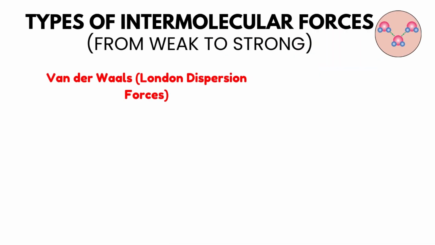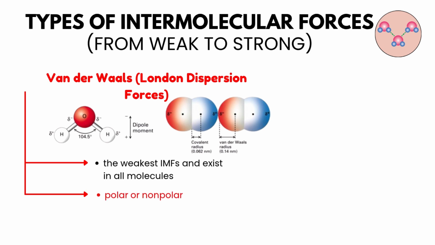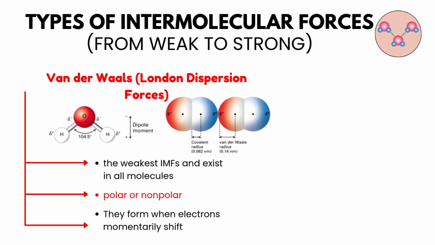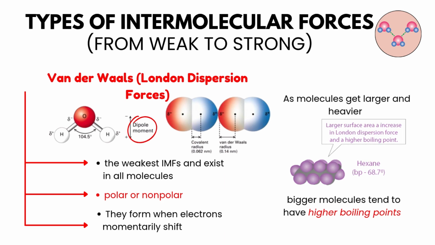Types of intermolecular forces, from weak to strong. Van der Waals, London dispersion forces. These are the weakest IMFs and exist in all molecules, polar or nonpolar. They form when electrons momentarily shift, creating temporary dipoles.